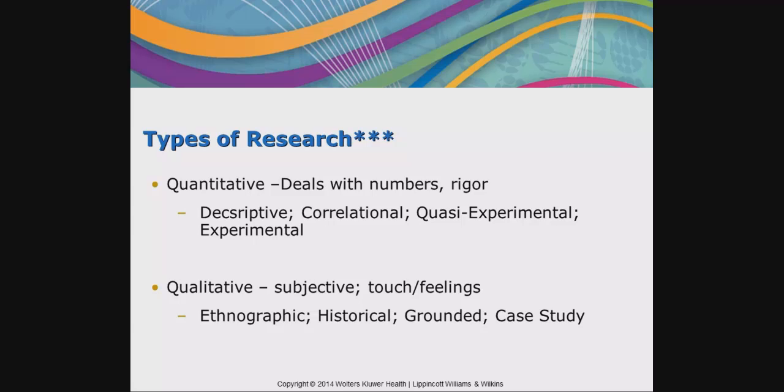The other type is qualitative, which is subjective. It's more to do with touch or feelings. It really is concerned with the subjective meaning of an experience to an individual. So the types of qualitative research that you will see are going to be ethnographic, historical, grounded, or a case study perhaps. So those are the two major types that I do want you to commit to your central nervous system.